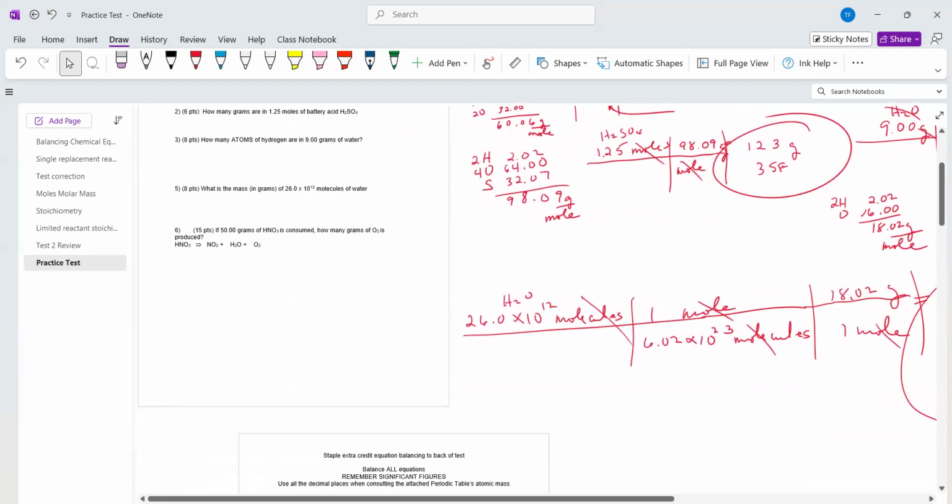Okay, so those are typical conversion problems. Basically, you want to do unit cancellation. Keywords are things like atoms versus molecules. How many? Think Avogadro's number.